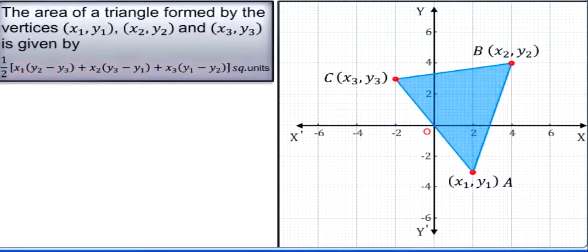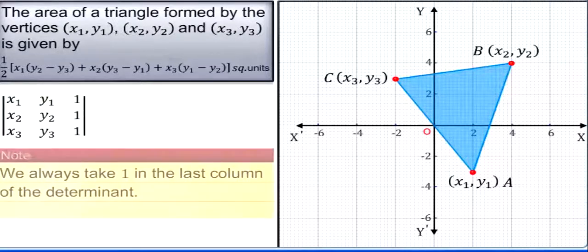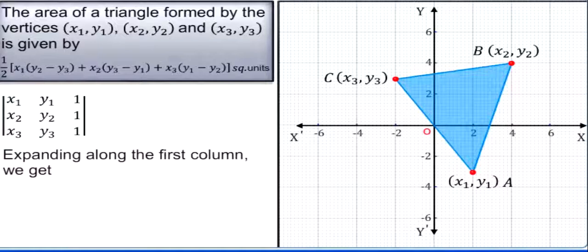Let's see if it can be expressed in the form of a determinant. Consider the determinant with the first column having the x-coordinates of the vertices of the given triangle, the second column having the y-coordinates of the vertices, and the third column having all ones. On expanding this determinant along the first column, we get x1 times of y2 minus y3 plus x2 times of y3 minus y1 plus x3 times of y1 minus y2.